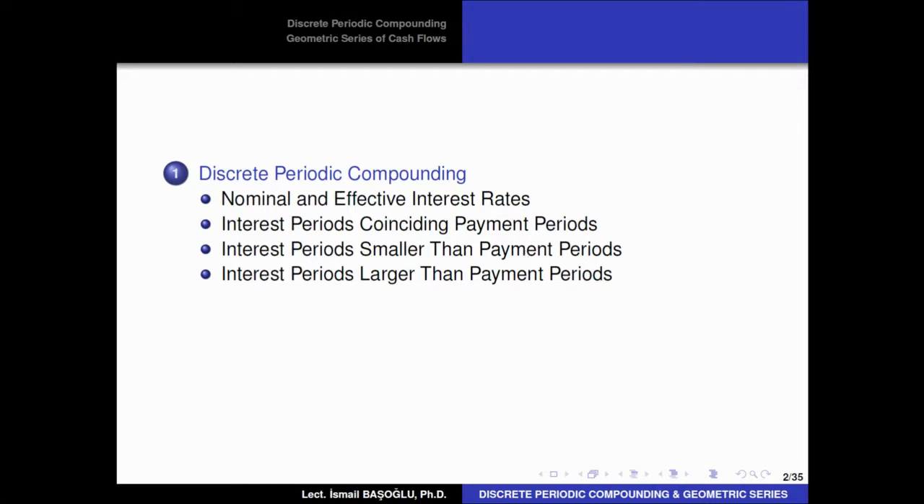And there's also the opposite problem where the interest periods are larger than the payment periods, which means in your account, the interest compounds on a quarterly basis, or let's just say yearly basis. However, you are making payments in the end of every month. So the payment periods are this time smaller than the interest periods. So we are going to study each of these three types of problems.